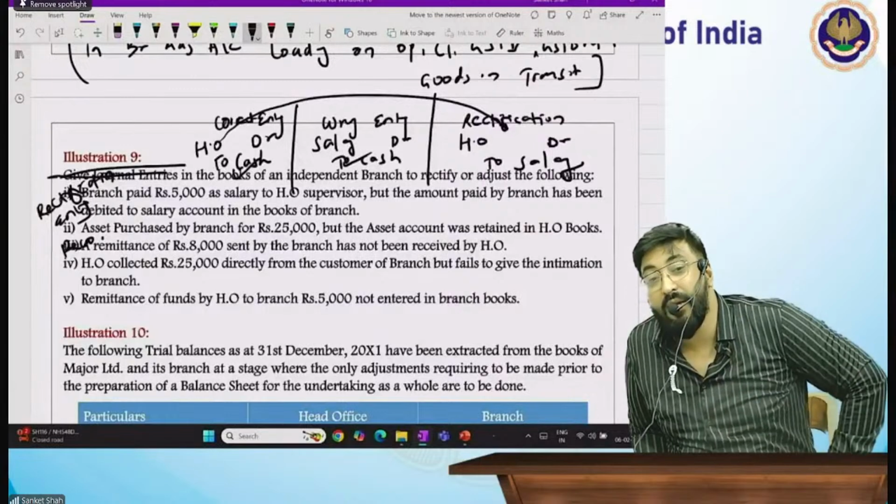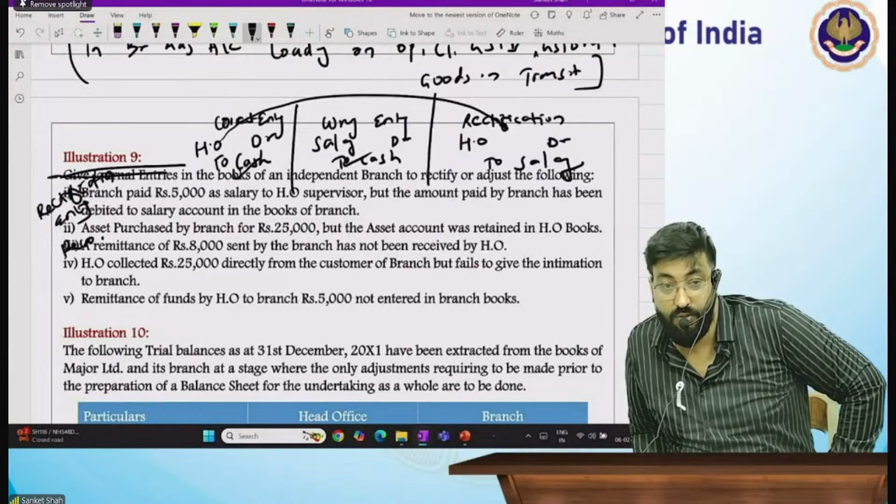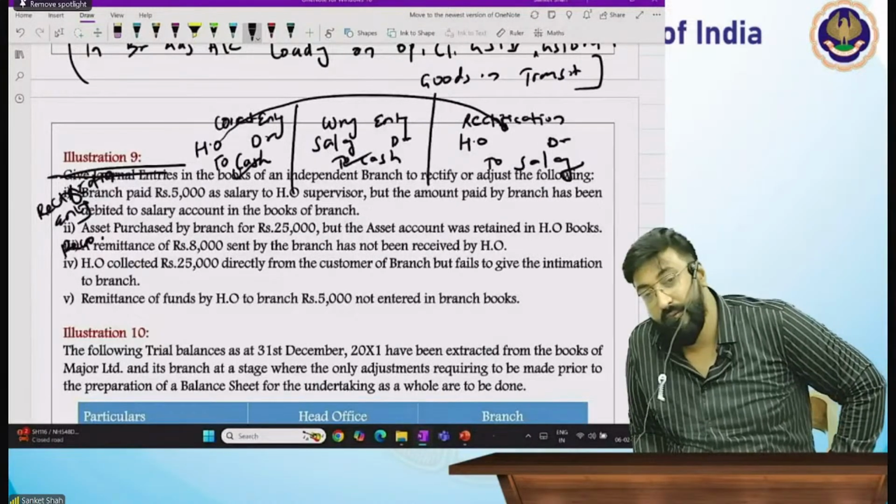Next. Head office collected 25,000 directly from a customer of the branch, but fails to give the intimation to the branch. So who has not passed this entry yet? Branch. Branch did not pass.